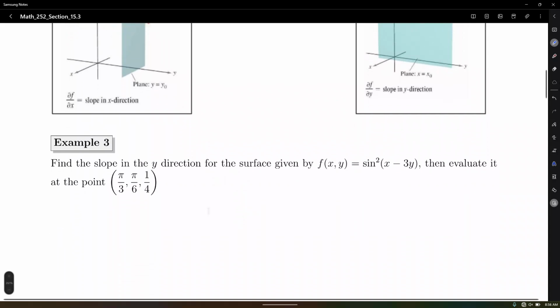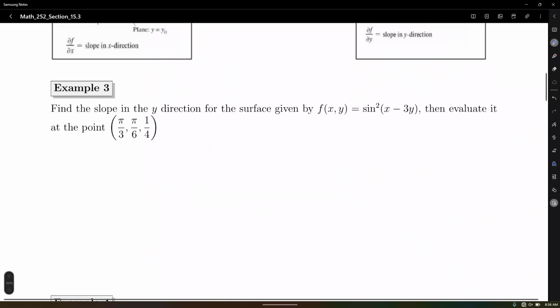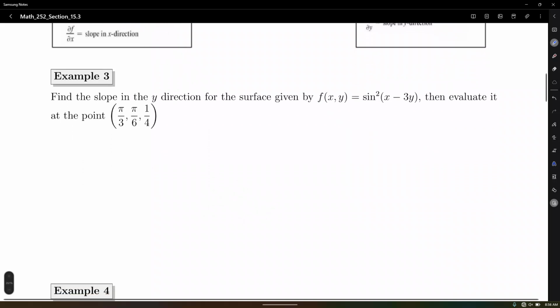Well, let's do another partial derivative. That is, find the slope in the y direction for the surface given by f of x y equals sine squared of x minus 3y. So now we have another composite function. It would be better actually if you write it in this form. All right? That way it's easier for you to see the chain rule. Can you pause?